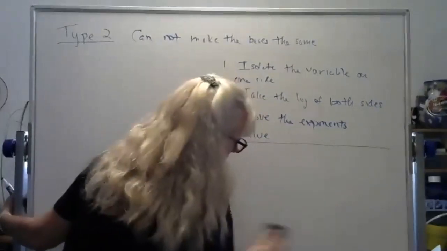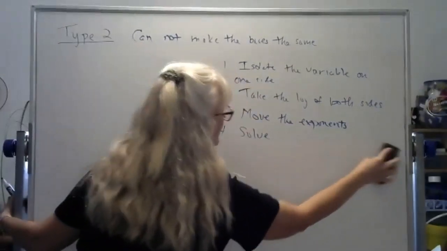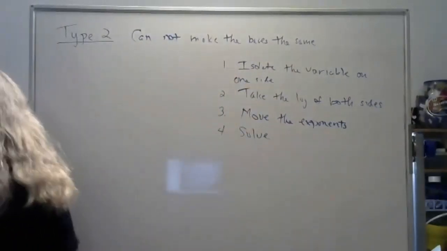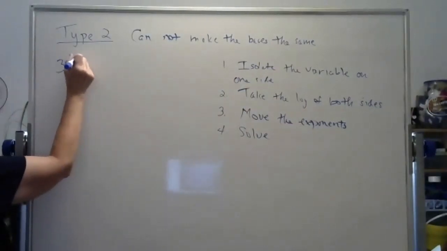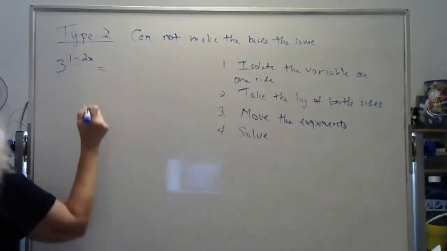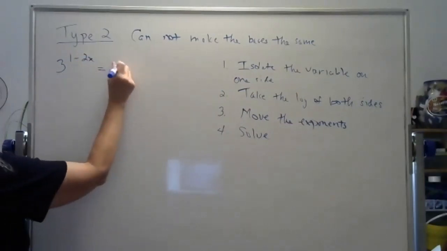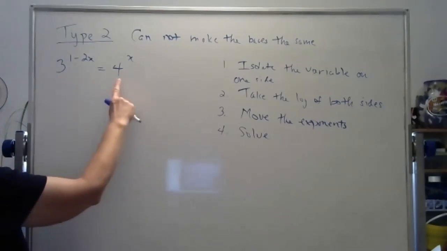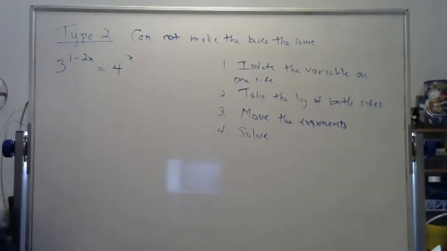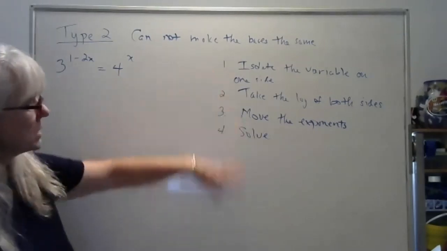So we're going to come in and add in another variable. We'll put variables on both sides just to see how it works. So let's say we have 3 raised to the 1 minus 2x, and that's going to be equal to 4 raised to the x. Okay, well, when you look at that, the first thing to note is that you cannot make a 3 into a 4 or a 4 into a 3. So you're stuck. So we're going to follow our steps.